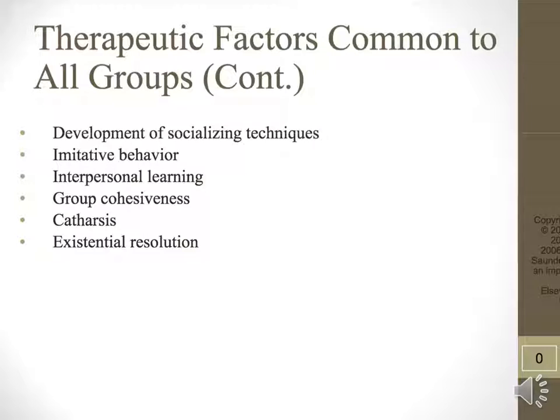Then we have your development of socializing techniques, and this is where people learn new skills, new social skills, by either modeling or from others' feedback. Imitative behavior, again, this is copying behaviors that they're learning, and learning how to adopt better habits than what they were using before.